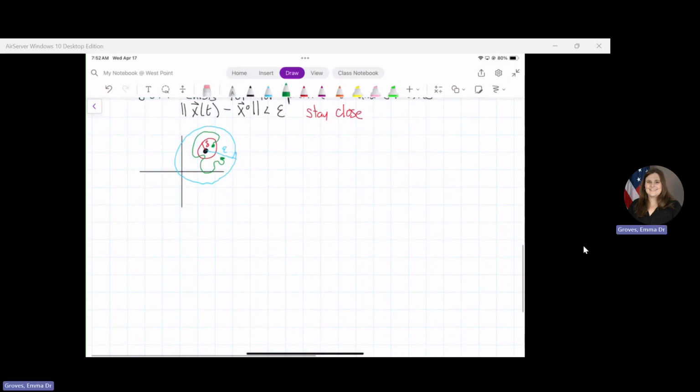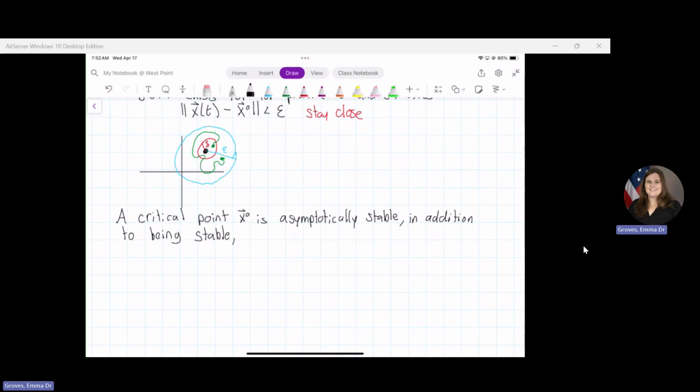All right, and then that was stability, but we had one other type of stability yesterday, right? What was it? Yep. So a critical point, x naught, is asymptotically stable. So in addition to being stable, everything that I said about just being stable applies to asymptotically stable, but there's something else.